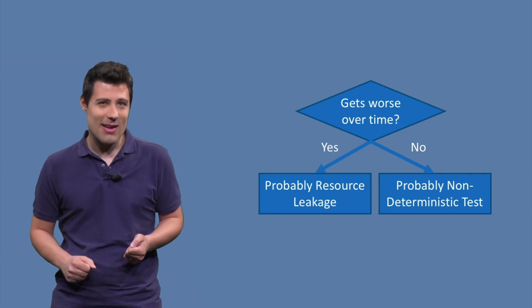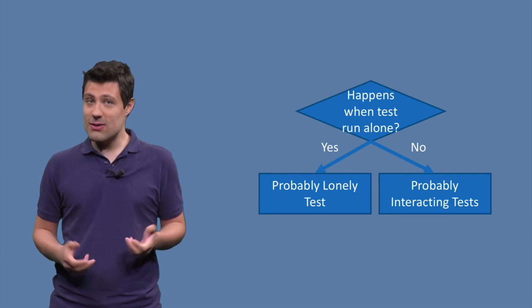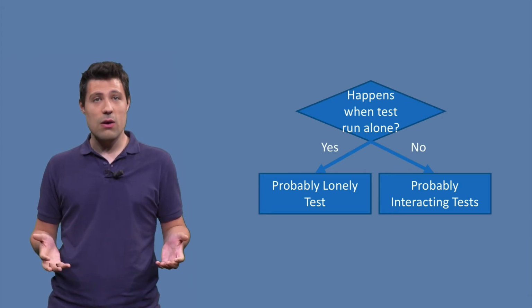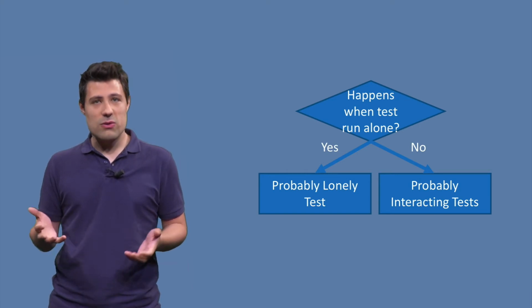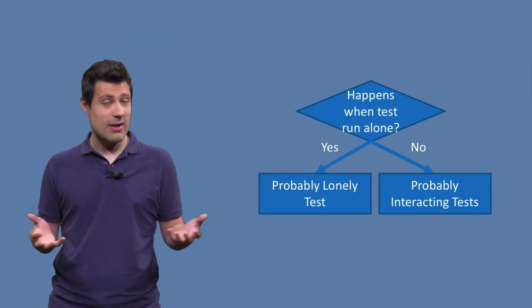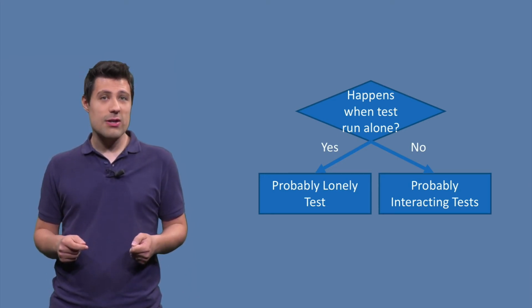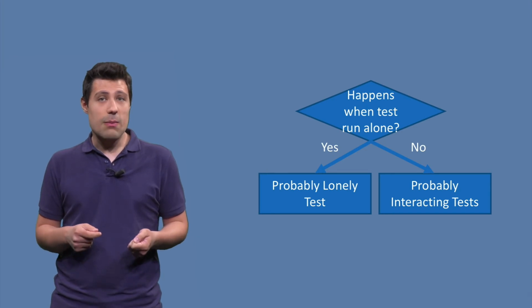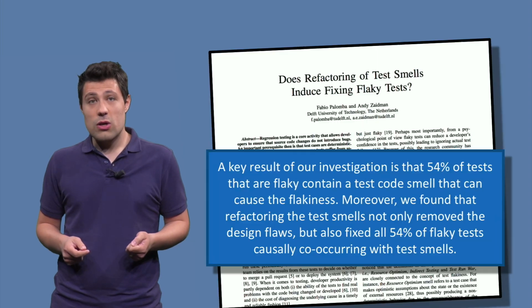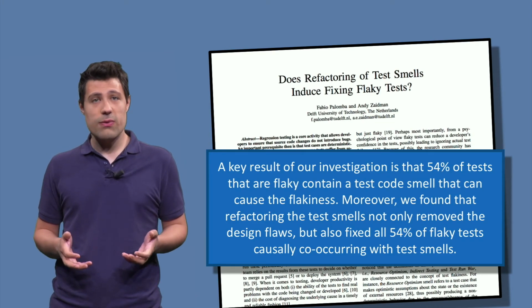non-deterministic test. Does it happen when the test is executed alone? If so, then you probably have a lonely test, which is a test that only works when executed alone, probably because it depends on some state that is created by previous tests. If not, then you probably have tests that are interacting with each other. I'm not going to discuss the entire decision table here, but you can see it in the book or at the author's website. So there are so many reasons for tests to be flaky.